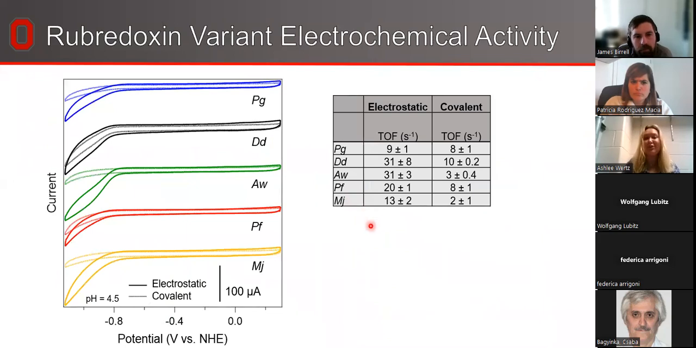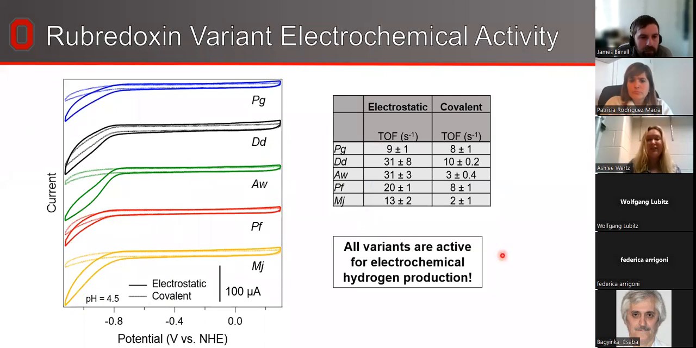Next we wanted to see if they're also active for electrochemical hydrogen evolution like the DD variant is. And we were excited to see that they are all active. Unfortunately, none were really more active than the DD variant, which we previously studied. And we do see a loss in turnover frequency when we go from electrostatic attachment to covalent attachment. But this was previously seen for the DD variant and was attributed to a loss of dynamics when the protein is covalently attached to the electrode surface.